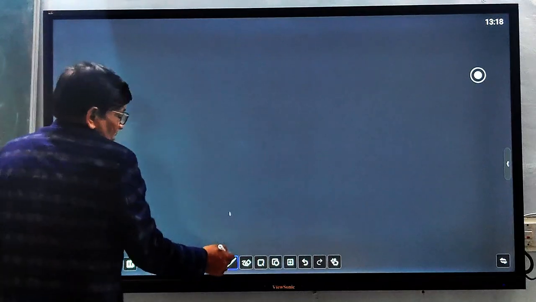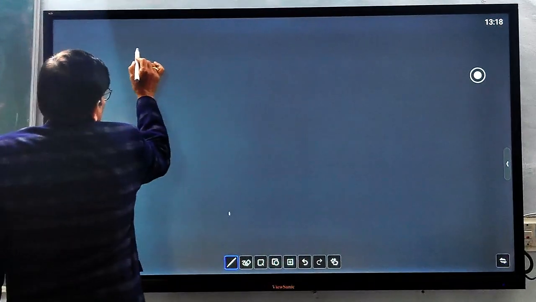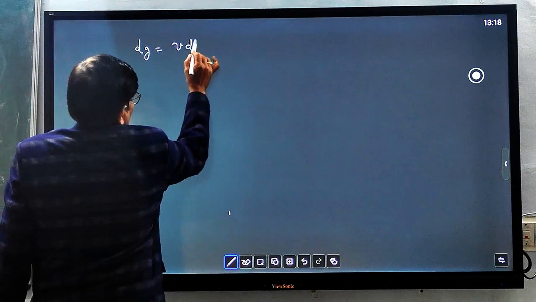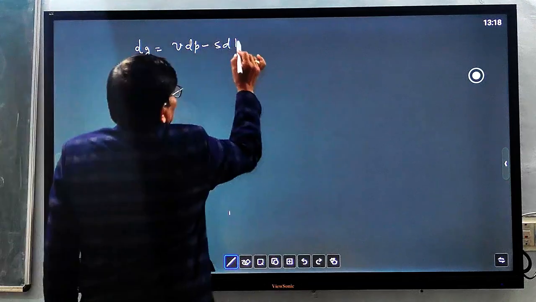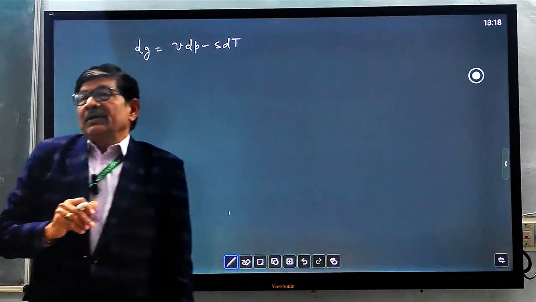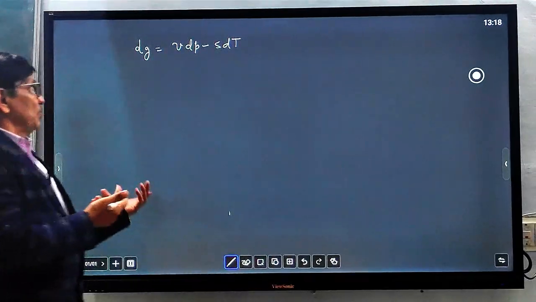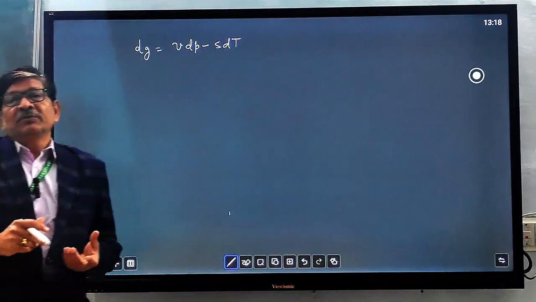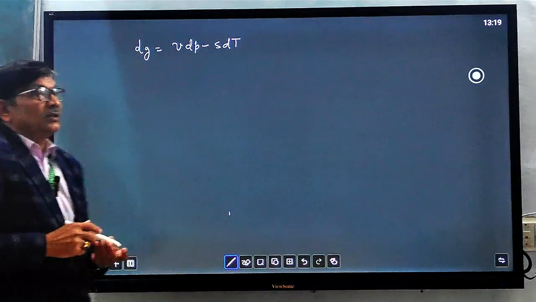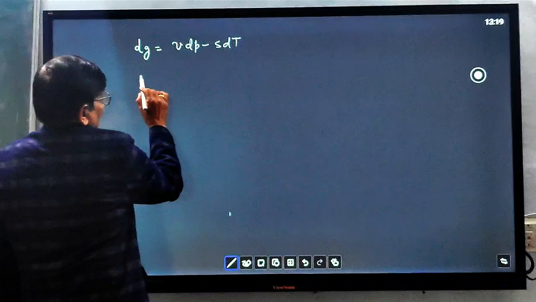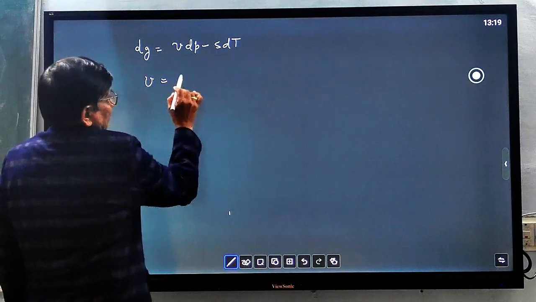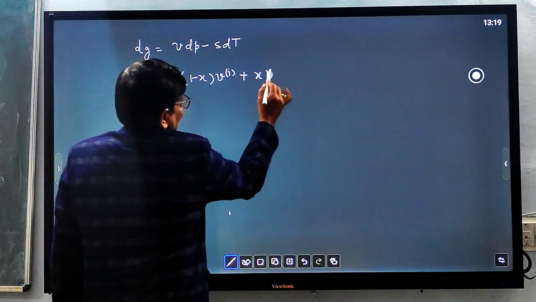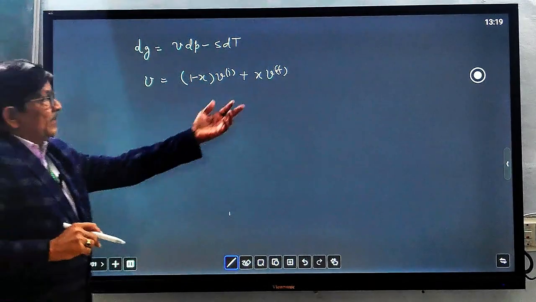During phase transformation, the Gibbs energy function can be defined as dG equals VdP minus SdT. This is the Gibbs energy function, also known as a Maxwell relation. During phase transformation we know that volume and entropy will change. Suppose the volume changes like this: V equals (1 minus x) Vi plus x Vf, where i means initial condition and f means final condition.